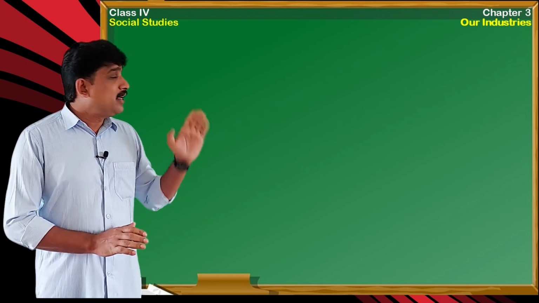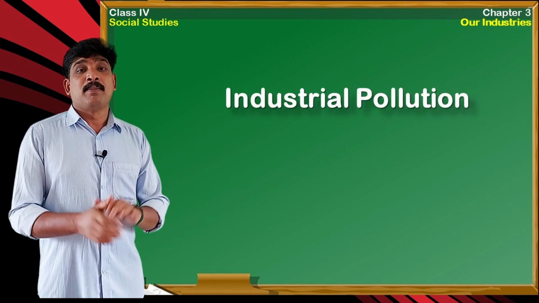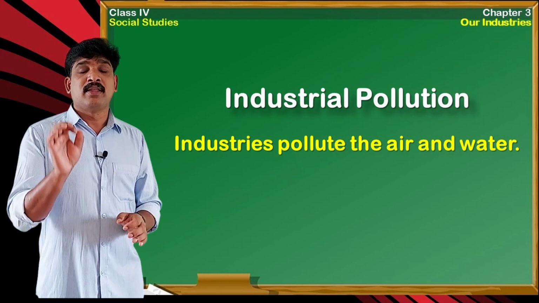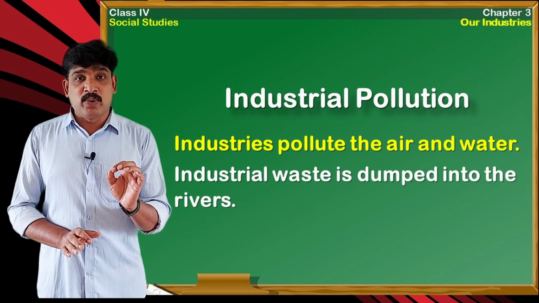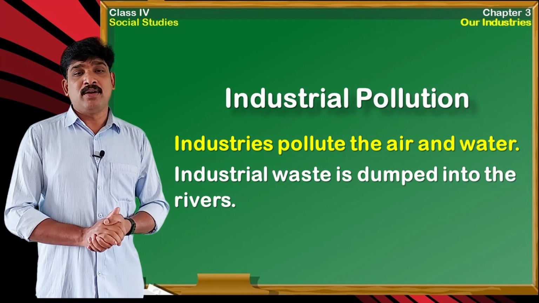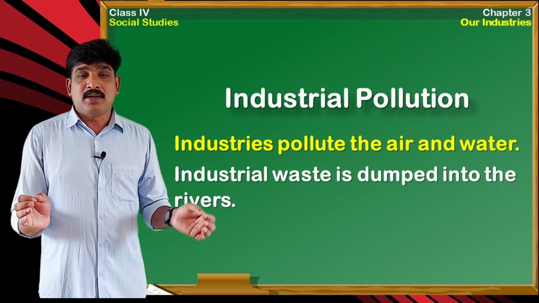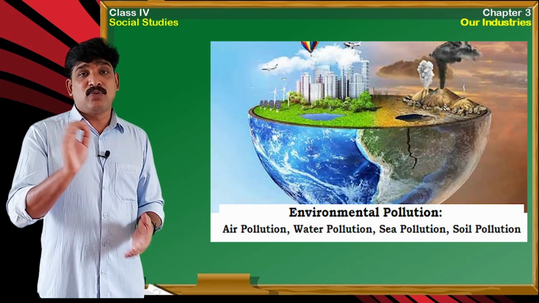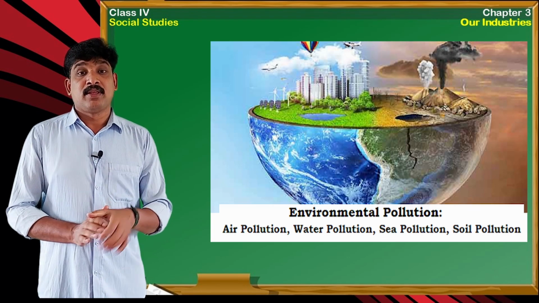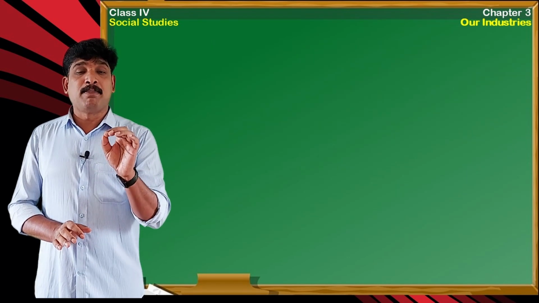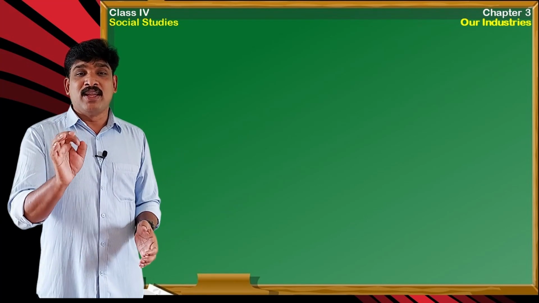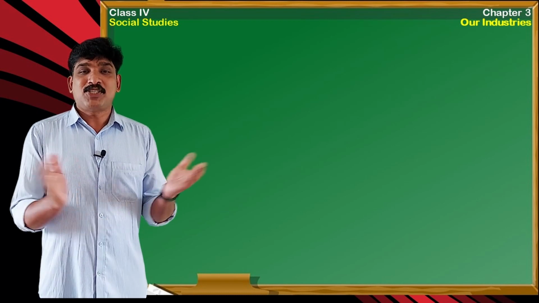So let us talk about industrial pollution. Many industries pollute the air and water in the cities where they are located. Industrial waste is dumped into the rivers, thereby polluting our water resources. Many countries in the world have adopted careful measures to protect the environment against industrial pollution. Industries in India too should employ careful methods to keep the environment clean so that we can live a very comfortable life. That's all about the chapter.